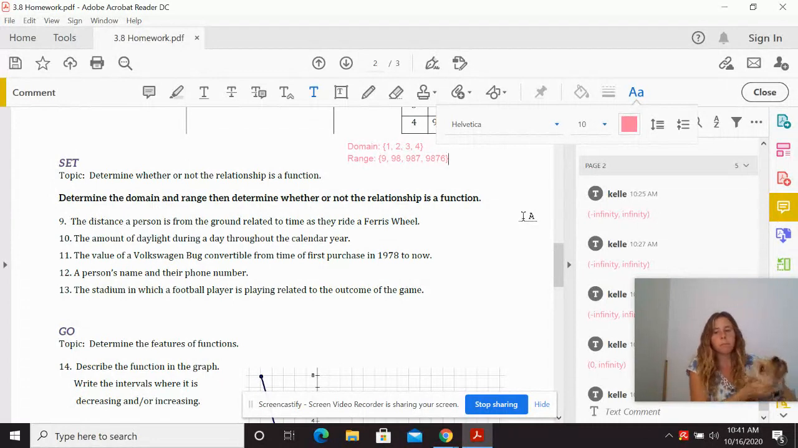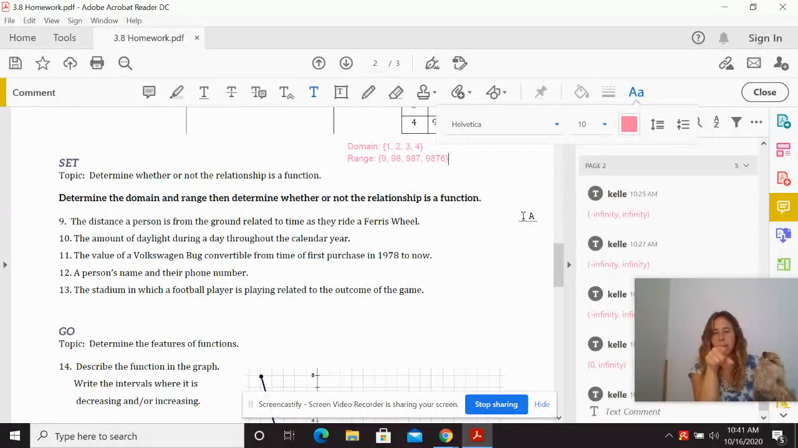Stop it. The distance a person is from the ground related to time as they ride a Ferris wheel. Okay, so let's think about this. You're at the carnival riding a Ferris wheel. At time 0, you have not left the ground, right? But then you get on the ride, and so after 30 seconds, we'll just do minutes because that's easier. After a minute, you're like here.